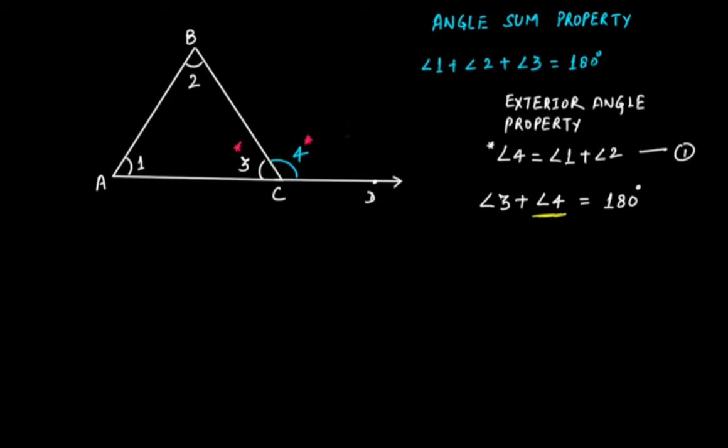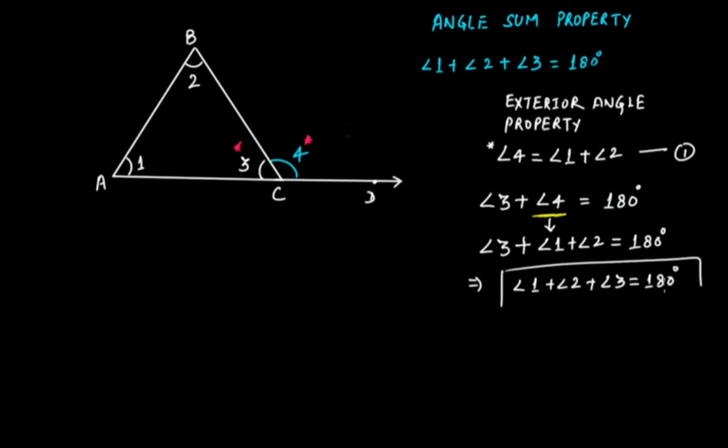Now since angle 4 is equal to angle 1 plus angle 2, if you replace this angle 4 with angle 1 plus angle 2, because we have just written here according to the exterior angle property, angle 3 plus angle 1 plus angle 2 will be equal to 180 degree. If you rearrange it, this will be angle 1 plus angle 2 plus angle 3 is equal to 180 degree. So we can clearly see that these steps are actually justifying the angle sum property, that is, the total measure of all the three angles of a triangle will be equal to 180 degree.